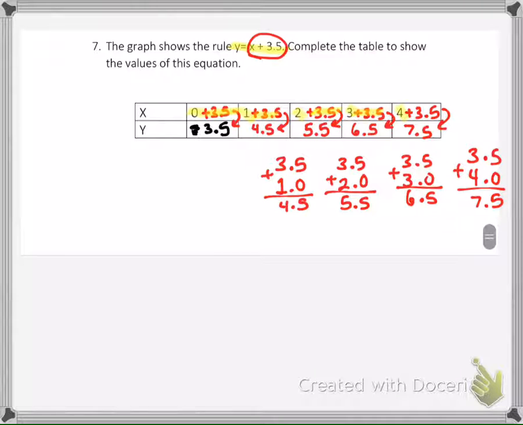So for every one of these numbers, all we did was just add 3.5. Whatever the x value is, all you're doing is adding 3.5, because this right there is the rule you have to follow. You just have to add that every single time. So if you have an equation like that, what you do is follow it every single time, and that will give you your missing values for y.